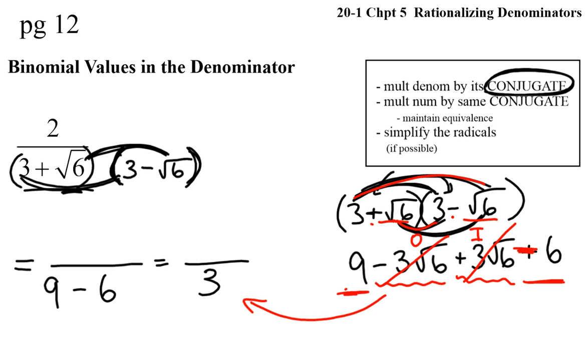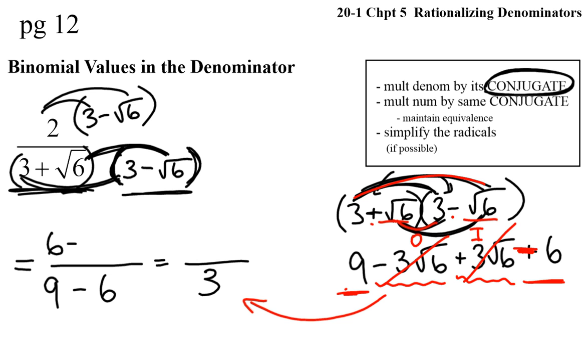So 2 terms with a radical requires the multiplication of the conjugates. Make sure you are multiplying your numerator by the same value. So we multiplied by the conjugate 3 minus root 6. We need to multiply the numerator by the conjugate 3 minus root 6, which leaves us with 6 minus 2 root 6. Can we simplify our root 6? We can't.